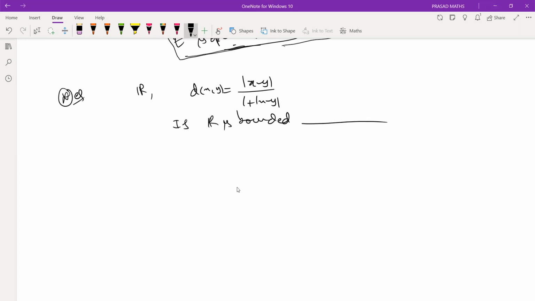Yeah, is it bounded? The answer is yes, because mod of x minus y is bigger than or equal to 0. Any mod is always bigger than or equal to 0. This 1 plus mod is always positive, this is true, right? Yes or no? Therefore, what you observe is that mod of x minus y divided by 1 plus mod of x minus y should be less than or equal to 1. If you multiply with the modulus, the inequality doesn't change.